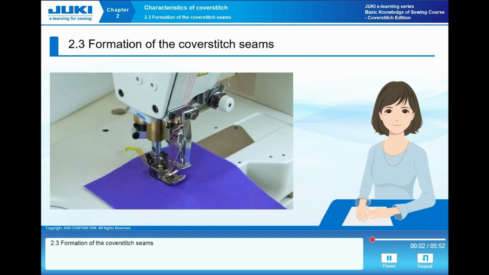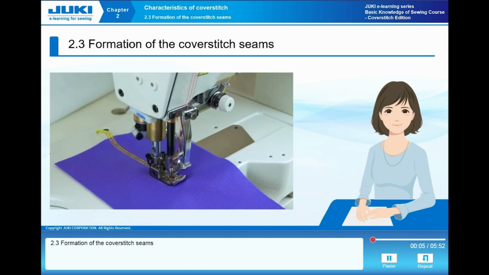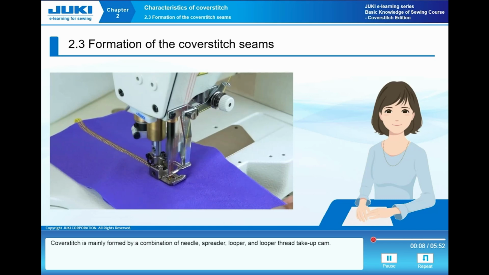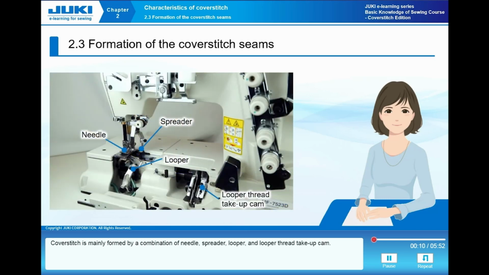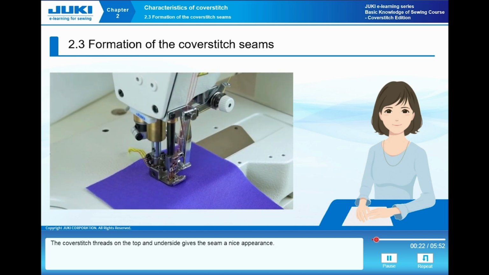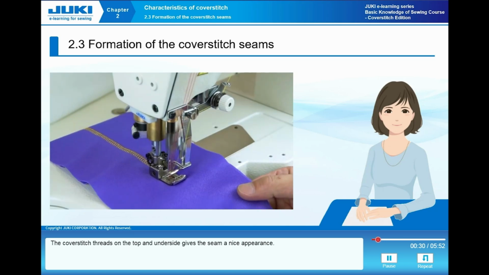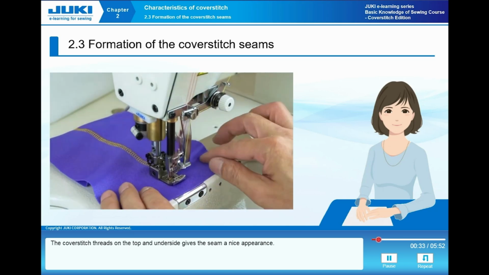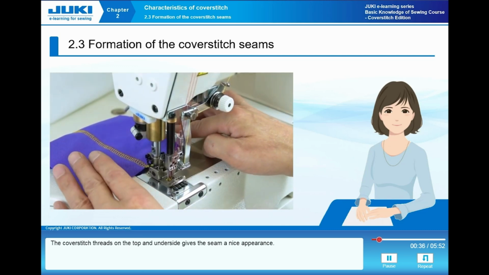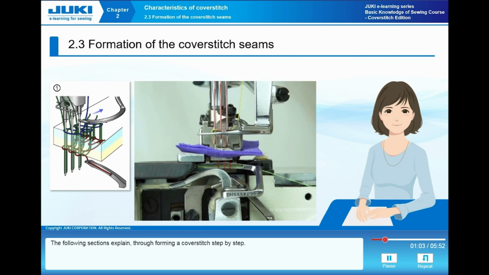2.3 Formation of the cover stitch seams. Cover stitch is mainly formed by a combination of needle, spreader, looper, and looper thread take-up cam. The cover stitch threads on the top and underside give the seam a nice appearance. The following sections explain forming a cover stitch step by step.